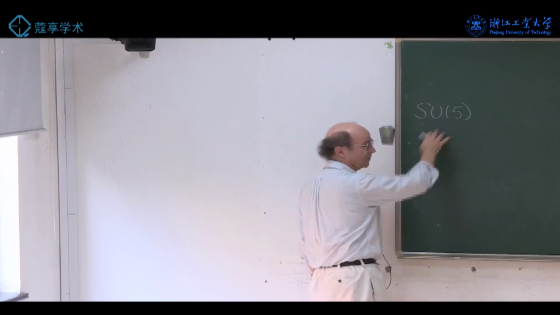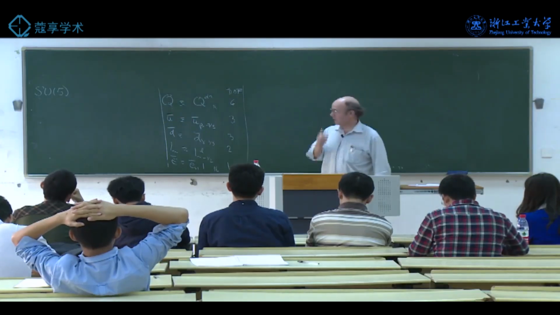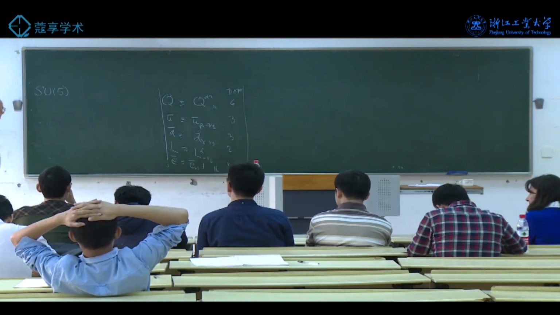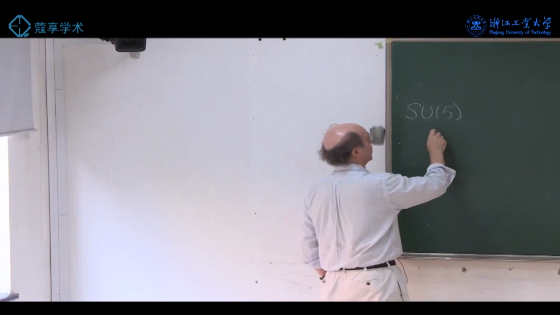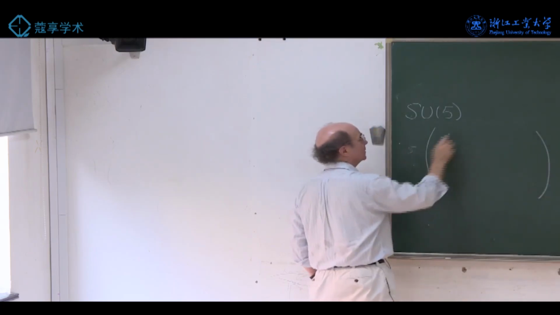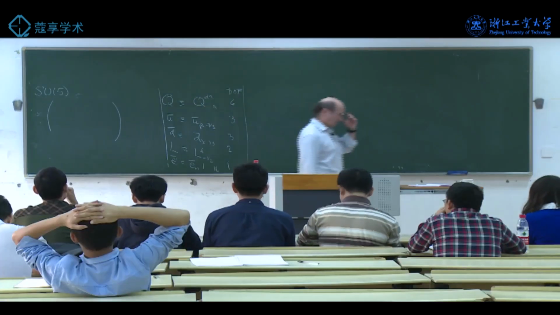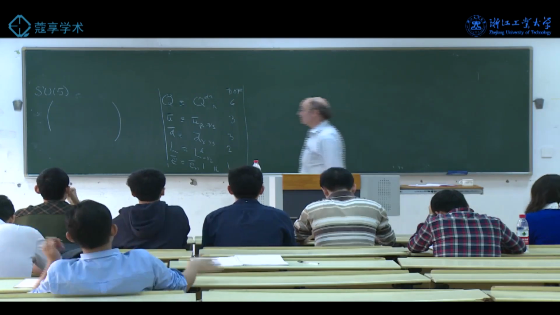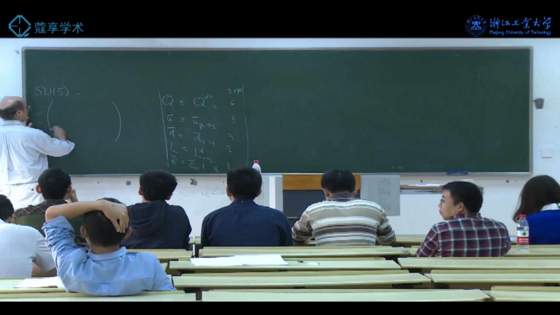So SU5 is the group of unitary transformations with determinant 1 in a 5-dimensional space of complex numbers. It can be written in terms of 5 by 5 matrices. It usually is written in terms of 5 by 5 matrices. And that immediately suggests how SU3 cross SU2 cross U1 can fit in very compactly.